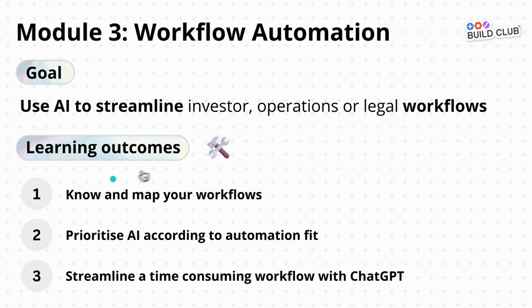workflows. Our learning outcomes will be number 1, know and map your workflows. Number 2, prioritize AI according to automation fit. And number 3, streamline a time-consuming workflow with ChatGPT. Let's begin with learning outcome 1. Know and map your workflows.